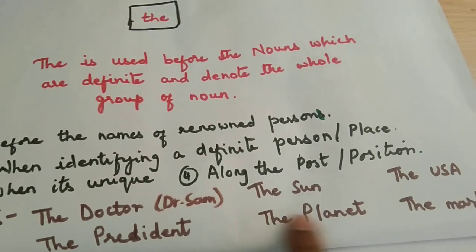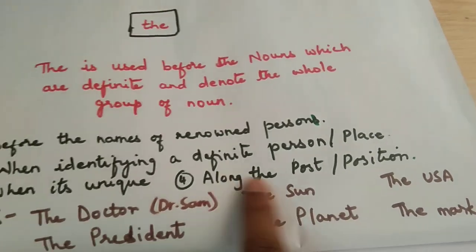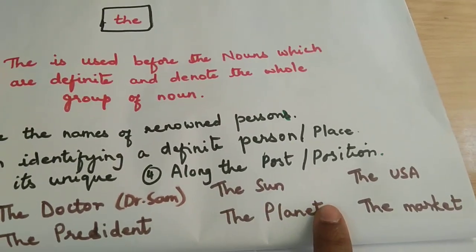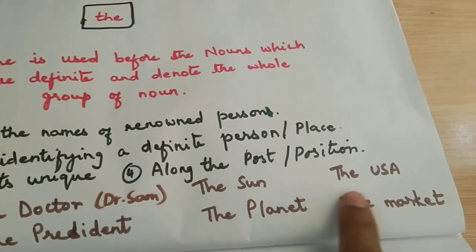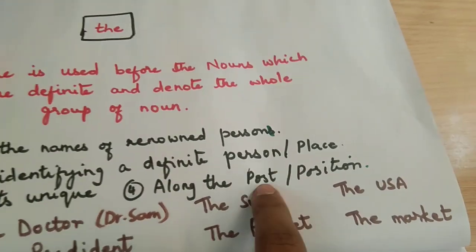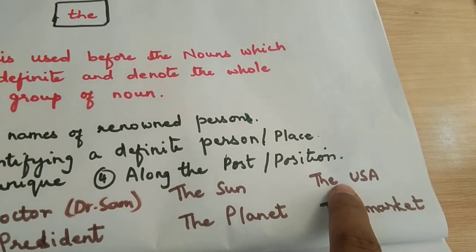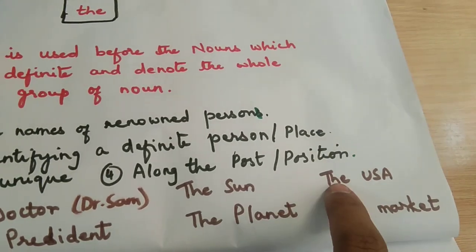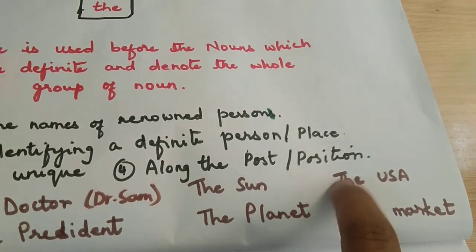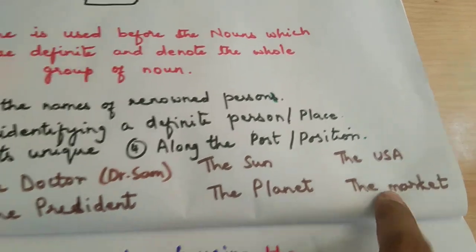The sun, the universe, the planet. All these are only one thing that exists. They are unique things. And also some persons or places. The USA, we cannot say a USA, it's a definite place, so we will say the USA.